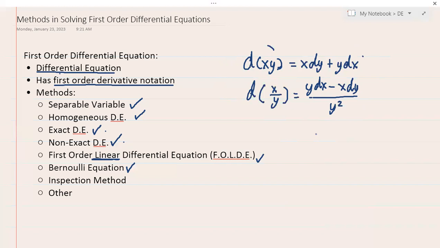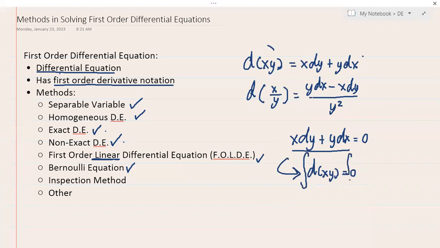Okay? So, for example, bigyan kita ng example. Let's just say meron tayong ganito. x times dy plus y dx is equal to 0. And I want you to get the solution for this one. Ispoil ko na to sa inyo. Itong si x dy plus y dx, 'di ba, is just the same as the derivative of x times y. So I can just simply substitute this one as the derivative of x times y is equal to 0. Tapos, after that, I will just integrate both sides.